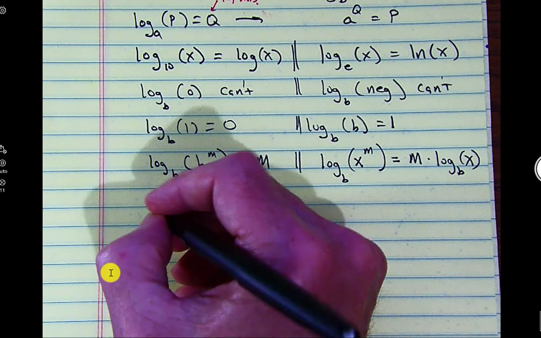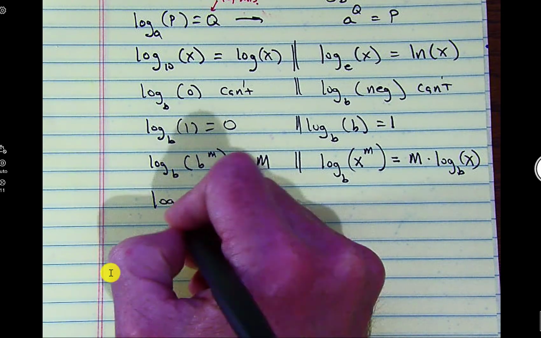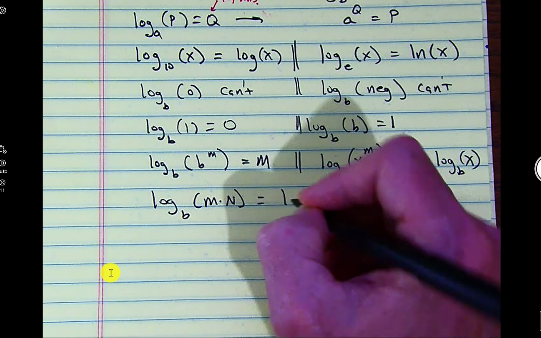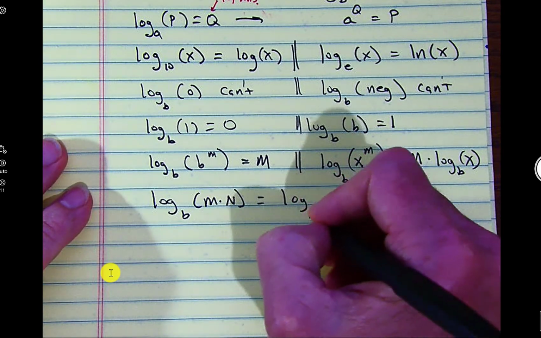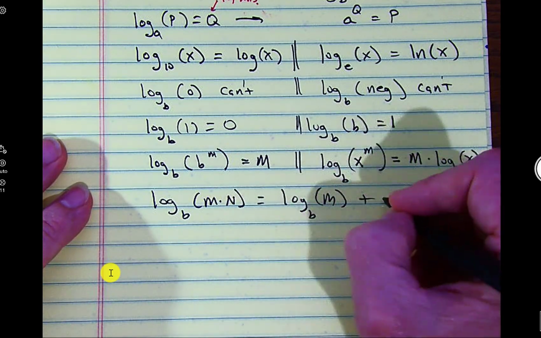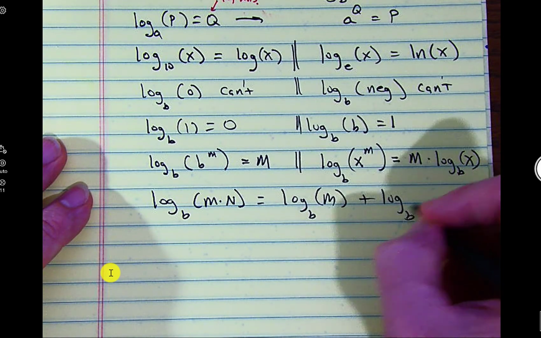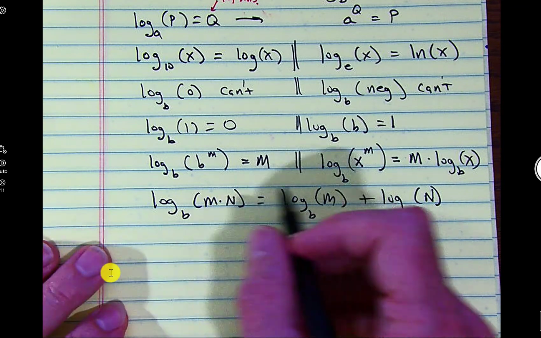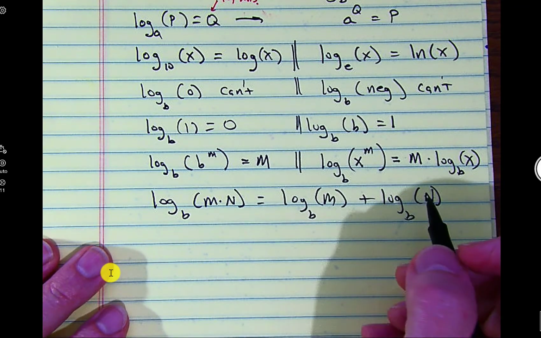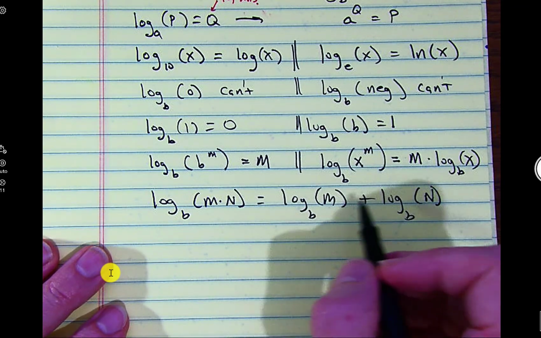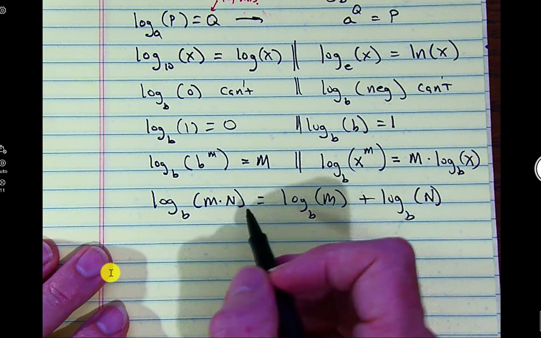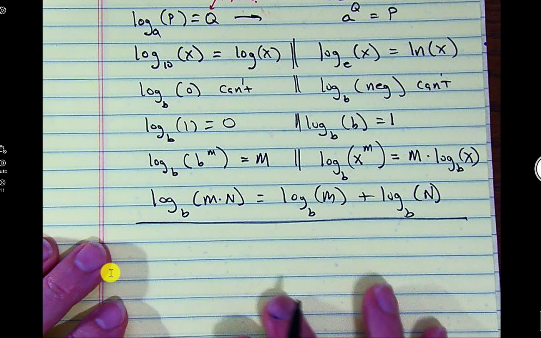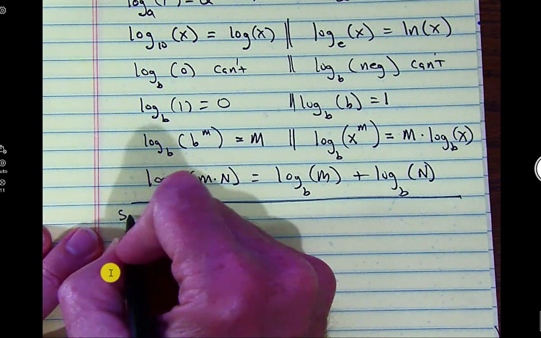There's two more that I want to remind you of. Log base b of a product m times n, that we can say is log base b of m plus another log. If you have multiplication inside, it's a log plus a log. And if you have subtraction, a log minus a log, it's a division inside. I'm not going to write that one down. Let's do some solving here.